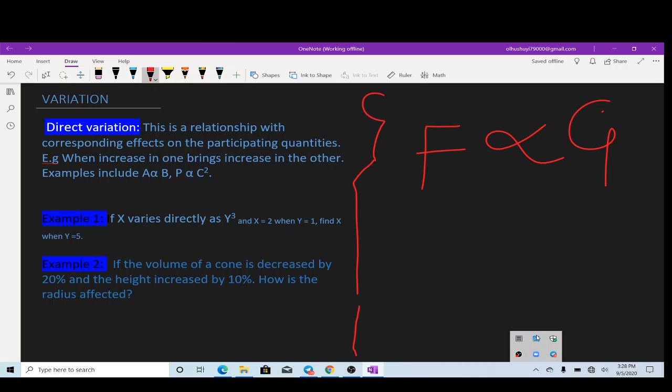If I'm to write this mathematically, all I have to do is change the variation sign to an equality sign. So I'm going to have F equal to. I've removed the variation sign, and the moment I remove it, I bring in the equality sign. There will now be a constant that will come up automatically. K will multiply G. So that means F, the food he eats, is equal to a constant times its growth process. Let's solve an example in this regard.